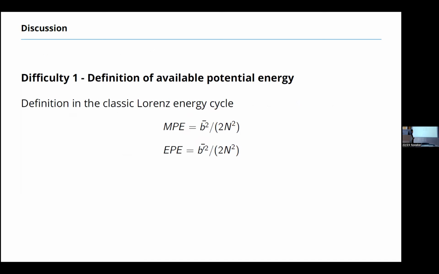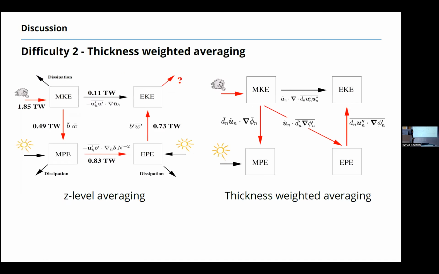So that's a problem. The second problem is that there are arguments that the proper way to do your averaging is not on Z levels, like you do it here, where you get the classic Lorenz energy cycle, like I've shown before, with the baroclinic pathway from mean potential energy to eddy potential energy, to eddy kinetic energy. But you should rather do isopycnal thickness-weighted averaging to avoid unphysical mixing.